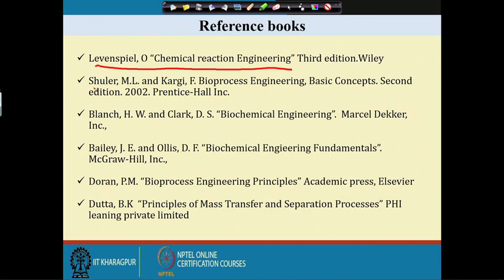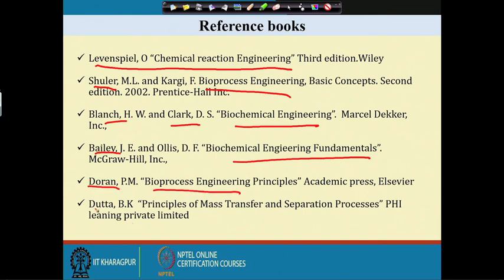Then Shuler and Kargi, this is bioprocess engineering, this is also very important. Then Bunch and Clark, that is biochemical engineering. Bailey and Ollis, biochemical engineering fundamentals. Doran, bioprocess engineering principles. And Geankoplis, this is principles of mass transfer and separation processes. This will be used for understanding the transport phenomena.